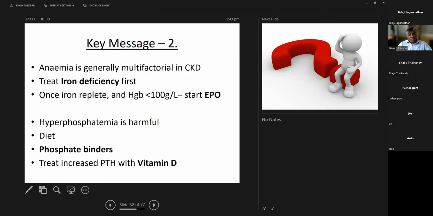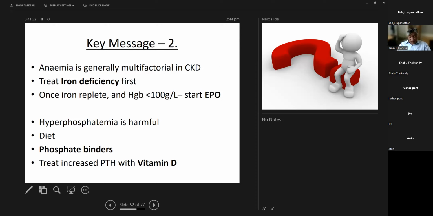Okay, so key message number 2 is that in progressive chronic kidney disease, you're going to start to get anemia, which is multifactorial. And initially, we're going to treat relative or absolute iron deficiency first with either oral or intravenous medications. And if the patient is iron replete and the hemoglobin is less than 100, then we'll start to use EPO. And hopefully in the future, we'll be able to use oral erythropoiesis stimulating agents.